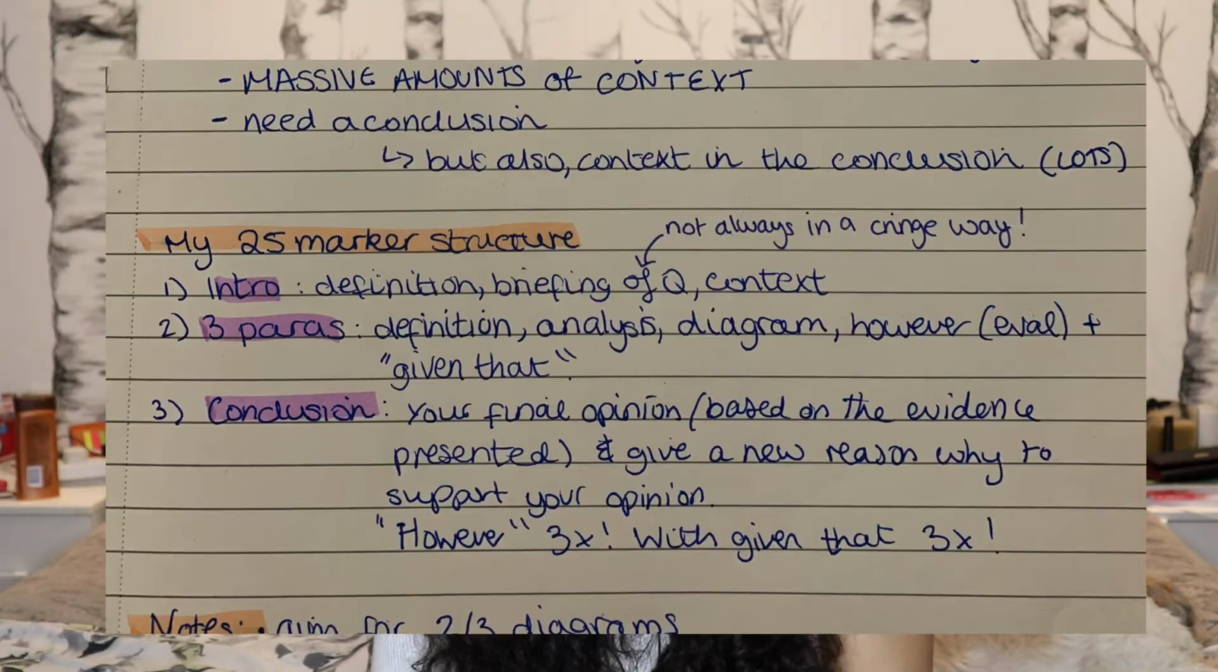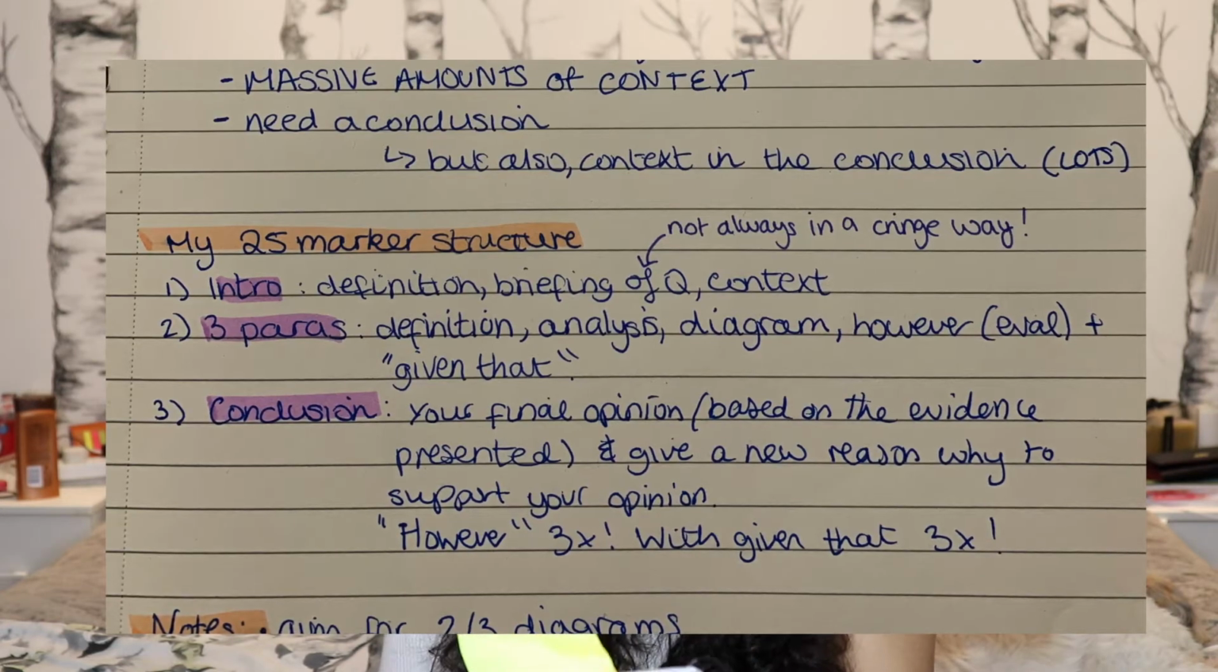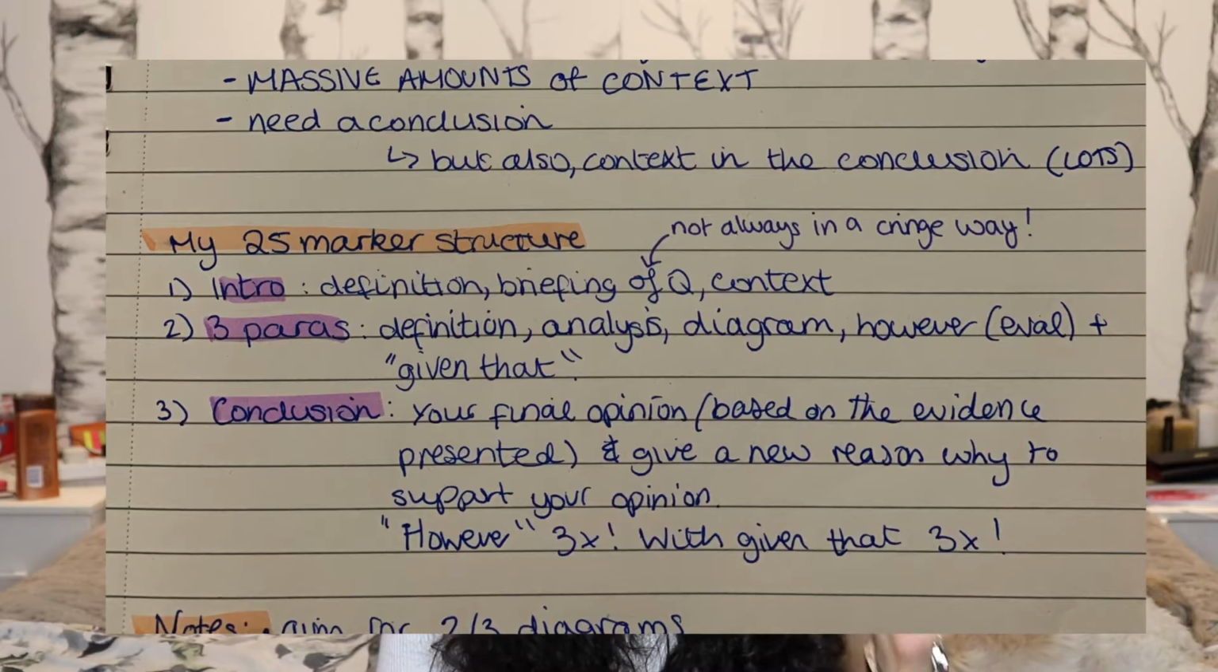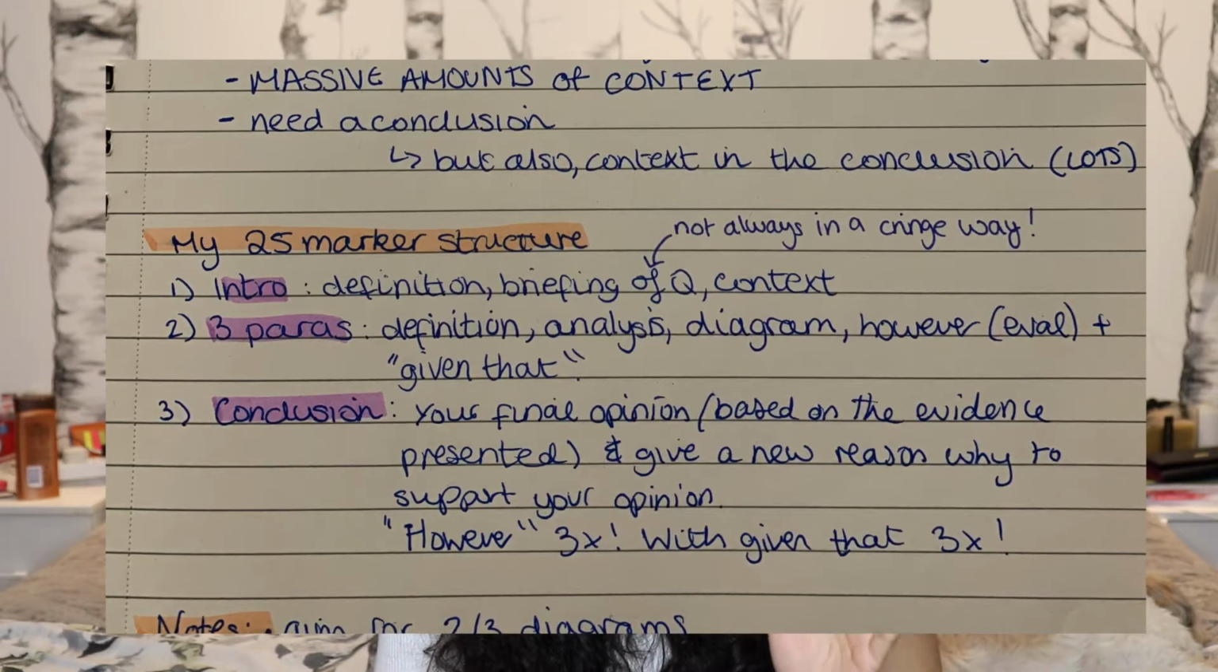Now, we're going to go through my structure of a 25 marker in terms of the way I structure my essays. I guarantee you, if you do all of these things, you will get an A star. I have no doubt about that. You start off with your introduction. You're going to have your definition of whatever the topic is, a briefing of your question, not always in a cringe way.